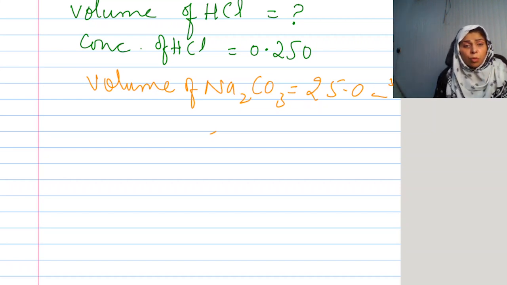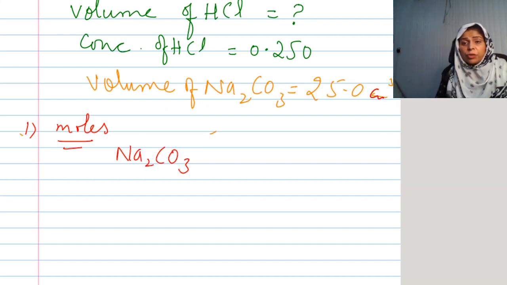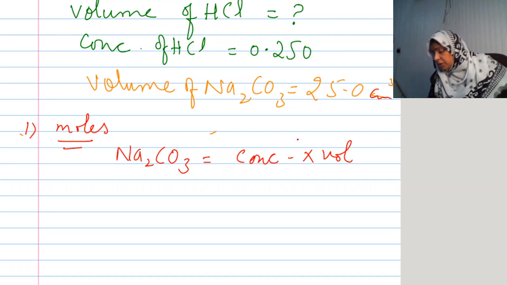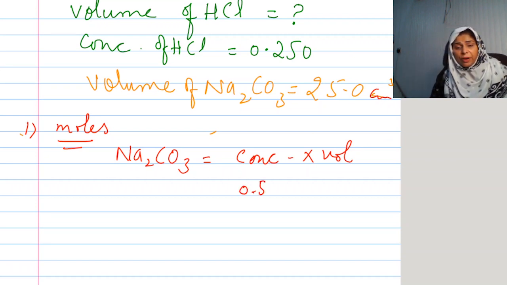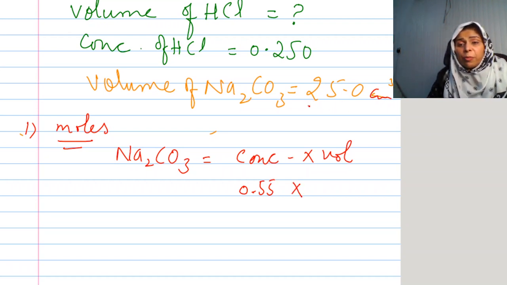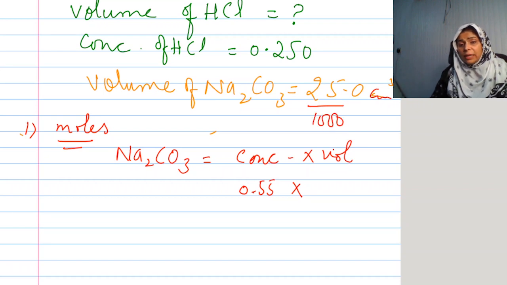Then we will get the moles. In the first step, we have to get the moles of Na2CO3. Moles of Na2CO3 will be calculated as concentration into volume. In the previous part we calculated the concentration, 0.55 mole per decimeter cube, into volume, 25.0, divided by 1000.